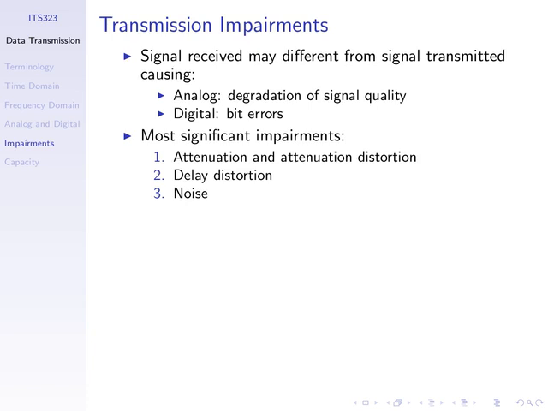So transmission impairments cause some degradation in the signal quality with analog signals and cause bit errors with digital signals. We want to avoid both of them. What causes these problems, the degradation or the bit errors? Different factors. The main factors include attenuation and attenuation distortion, which we'll explain, delay distortion and noise. Let's go through those.